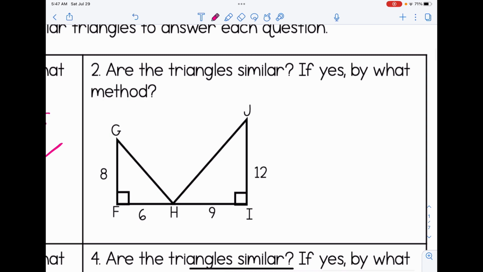Okay, number 2. Are the triangles similar, and if yes, by what method? All right, well, it looks to be side-angle-side, but let's verify the ratio. So the sides that are labeled 8 and 12, GF and JI, those are corresponding. And FH and IH are corresponding, the 6 and the 9 here. So let's say I cross multiply this. I get 72 equals 72, and that works out. So the sides do share the same ratio. So yes, these are going to be similar to one another by side-angle-side.